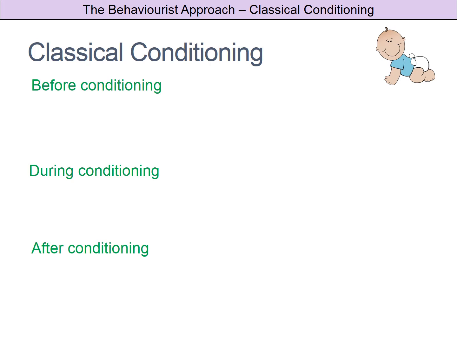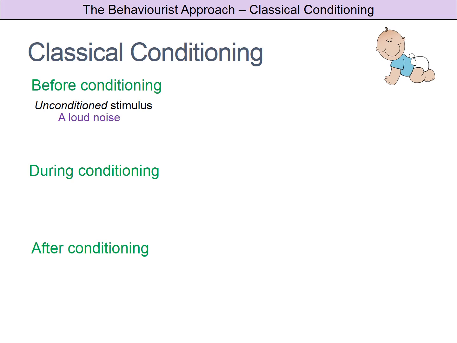So the three stages of classical conditioning then, before, during and after conditioning. So conditioning is, in this sense, just another word for the term learning. So before conditioning is before learning has occurred. So we're thinking about what happens naturally before any learning has taken place. And in this case, we have what we call an unconditioned stimulus. Now, an unconditioned stimulus can be anything which causes a response which hasn't been learned.